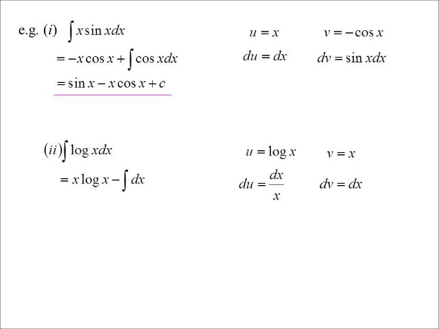So it'll be uv minus the integral of v du. So u times v is x log x. Integral of v du, well, the x cancels with the x, and I just get the integral of dx. And that's something that's easy to integrate. x log x minus x. By the way, in reality, if I get given the question, the integral of log x, I'm just writing down x log x minus x. It's another one of those ones that comes up a lot.